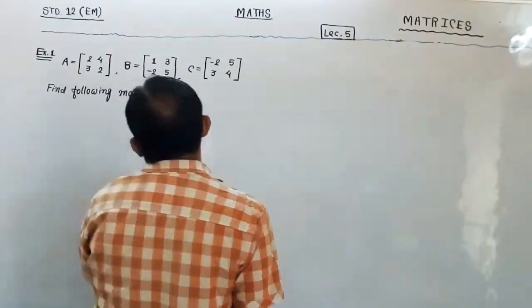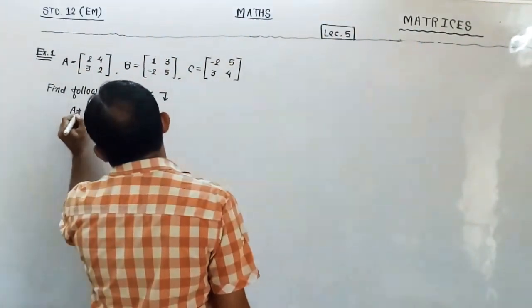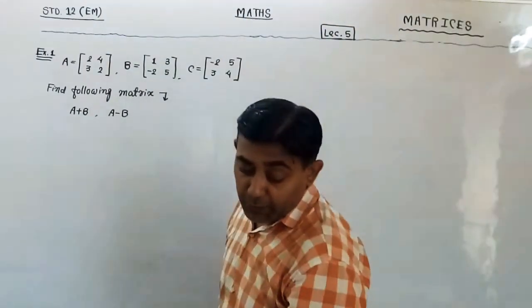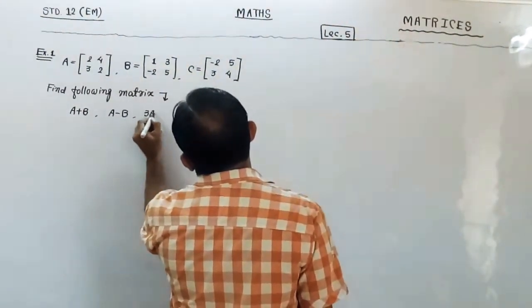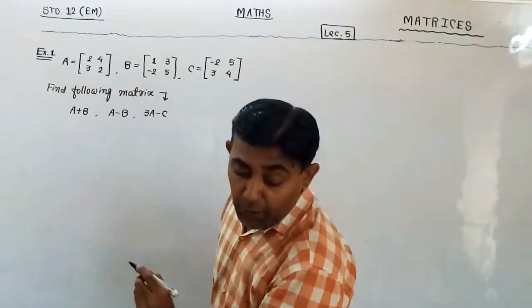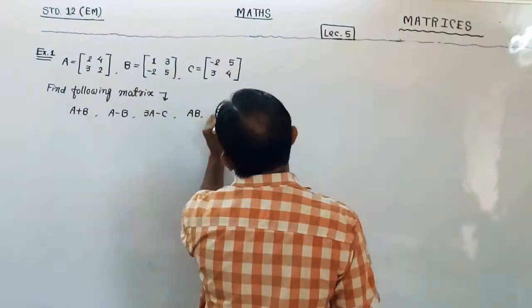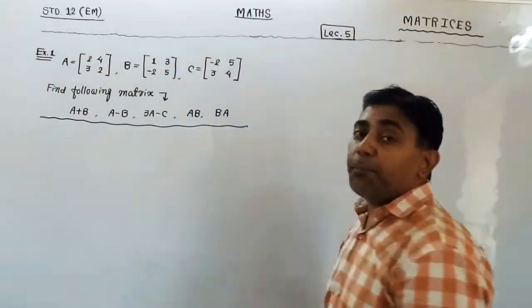Which kind of matrices do we have to find? The question is this: A plus B, after that A minus B, after that 3A minus C, after that A into B, and at last B into A. We have to find this kind of matrices. Let us start with A plus B.